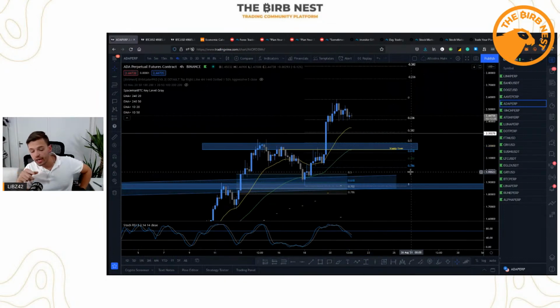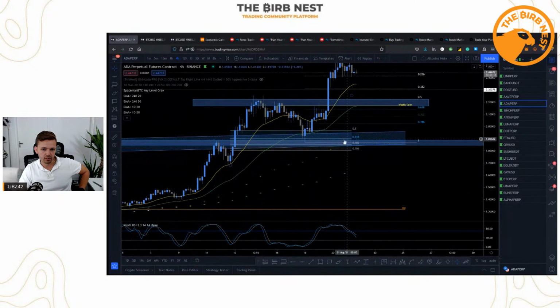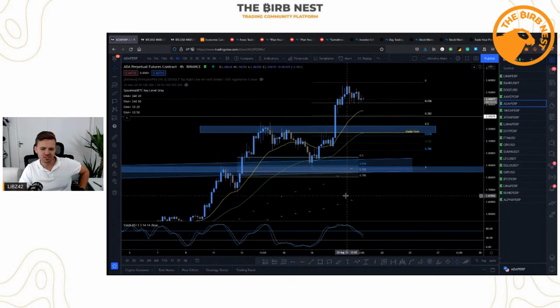So in not too long, you're going to have the 4-hour 50 MA, perfect confluence with that horizontal level and the 50% level right here. You give it a little bit of time and it's just going to be perfect, right? So what I'm thinking here is we look at the retraces on ADA Cardano, and it makes sense to see a possible wick down into this area right here.